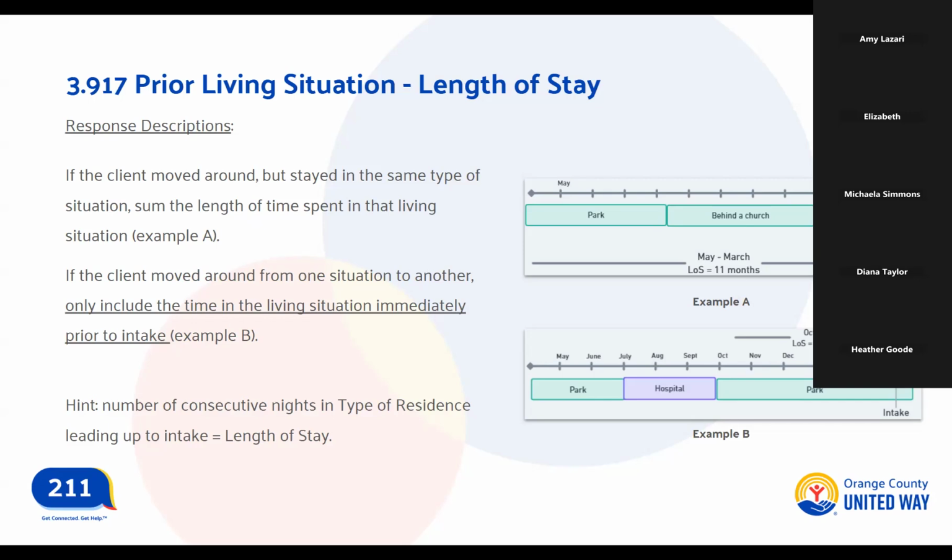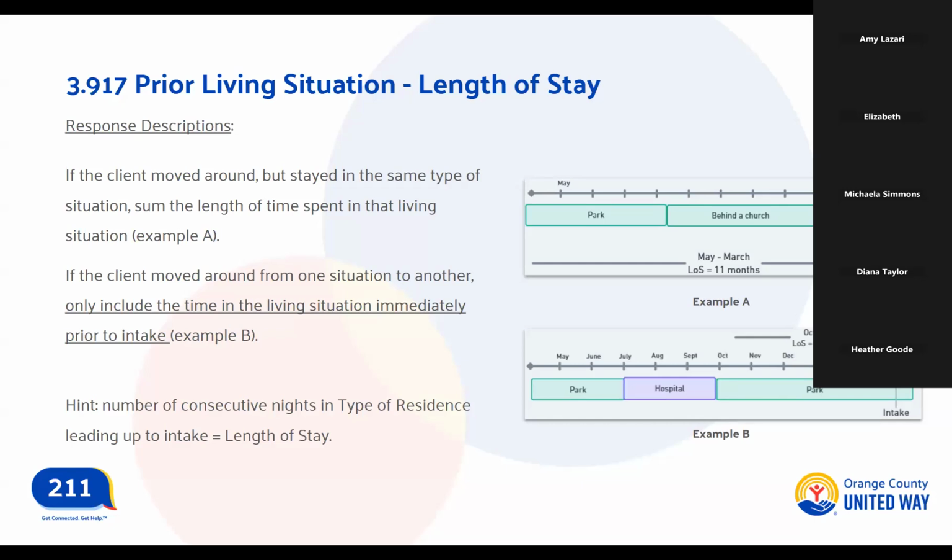In other scenarios, the client moves around from one living situation type to another and then another. For these situations, the staff would only report the length of time for the place the client reported as their type of residence. I know this is a little bit confusing, but let's break it down a little bit further. In example B, the client moved from the park to a hospital and then back to the park until intake. They have moved between two different types of living situations.